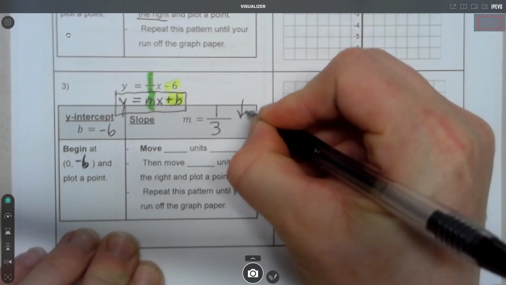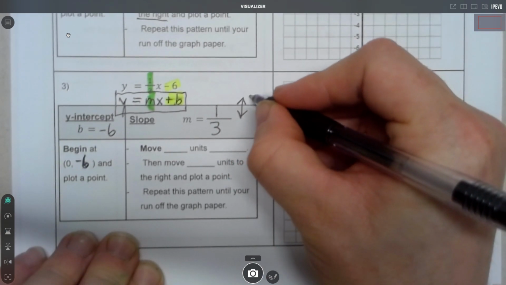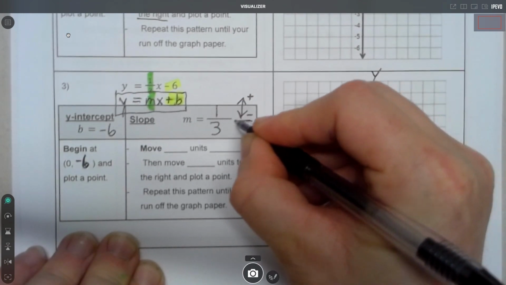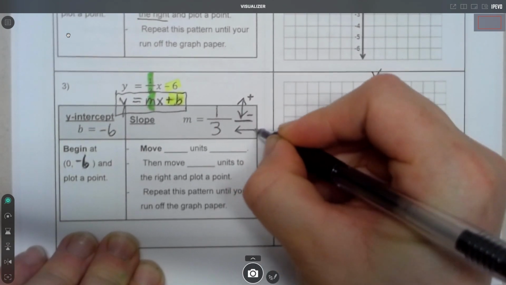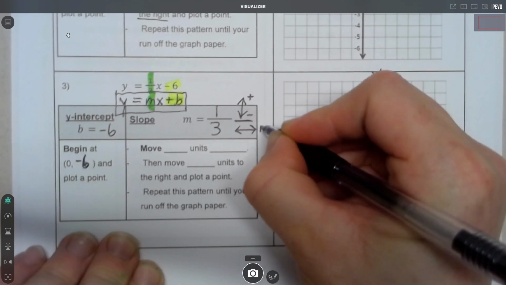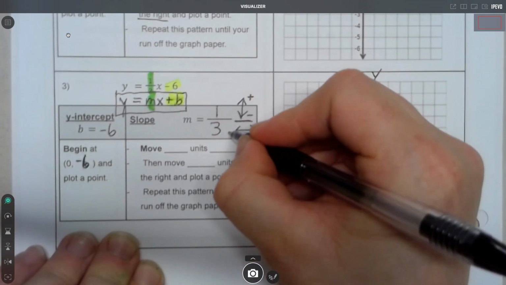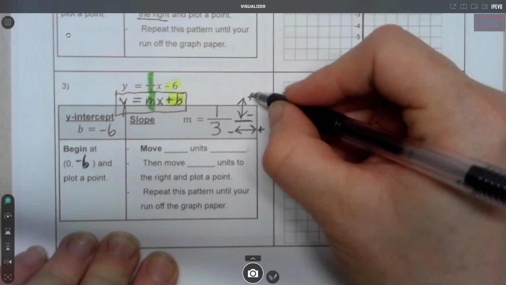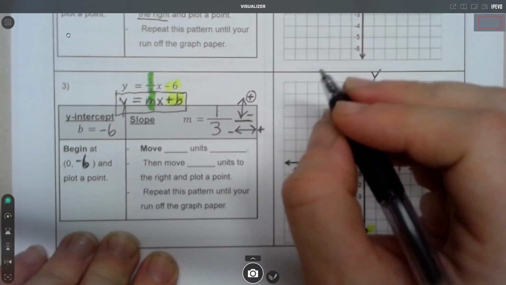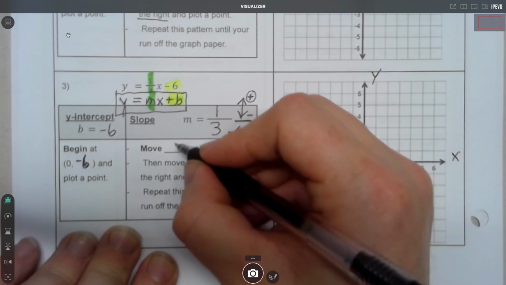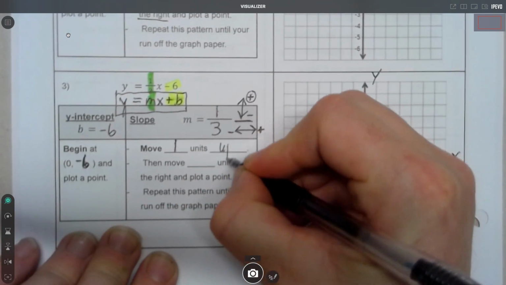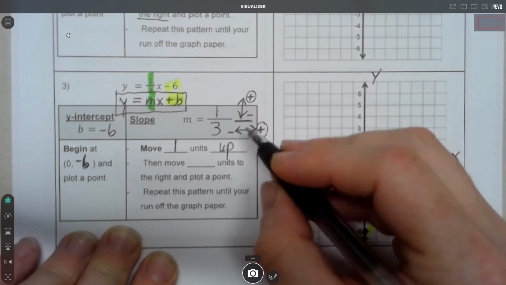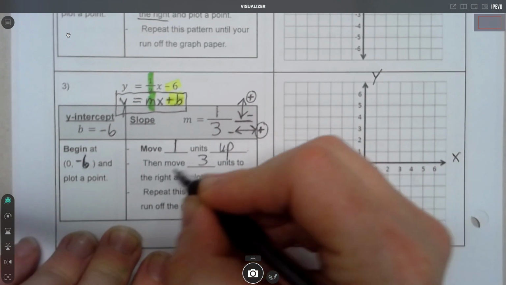Again, the top number tells us if I'm moving up or down. If it's positive, I move up. If it's negative, I move down. The bottom number in the fraction, if it's positive, you move to the right. If it's negative, you move to the left. Okay? So we have positive 1. It's positive. I'm going to move up. So I would move 1 unit up. And then I have a positive 3 in the denominator. I'm going to move 3 units to the right.